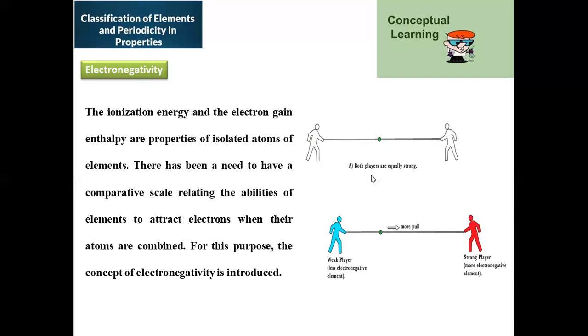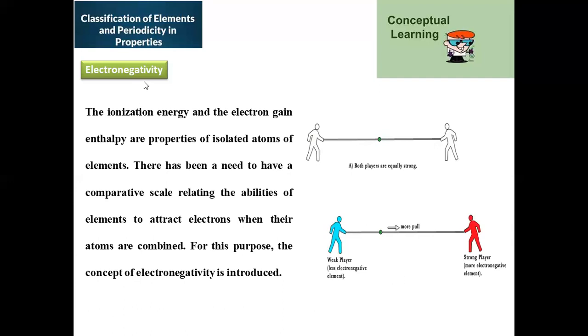If both the atoms have equal nature of pulling of bonded electrons, what happens? There is no polarity. Both atoms share electrons equally. That is regarded as covalent bond formation. If one of the atoms has more tendency to pull the electrons, what happens? That will acquire the negative charge, and the other atom will acquire the positive. In that case, you can find the ionic bond.